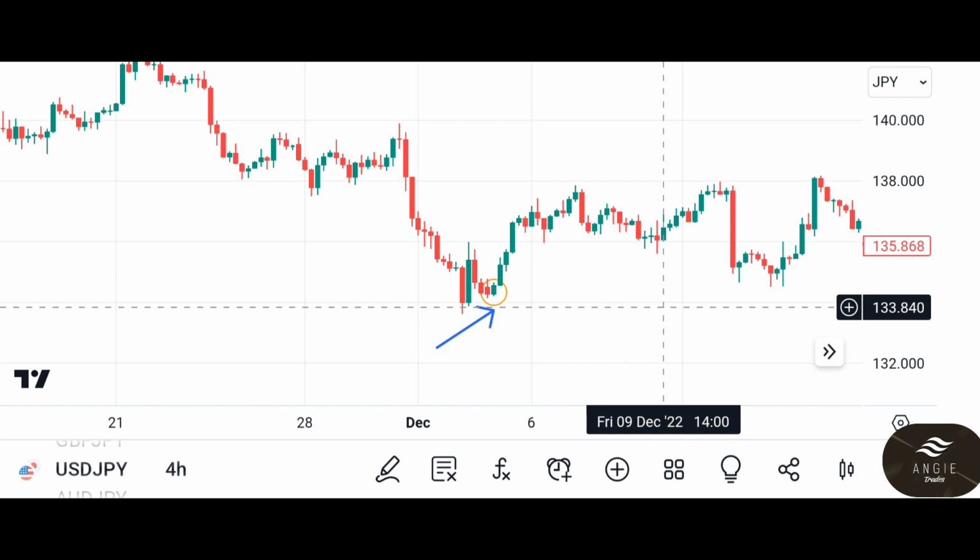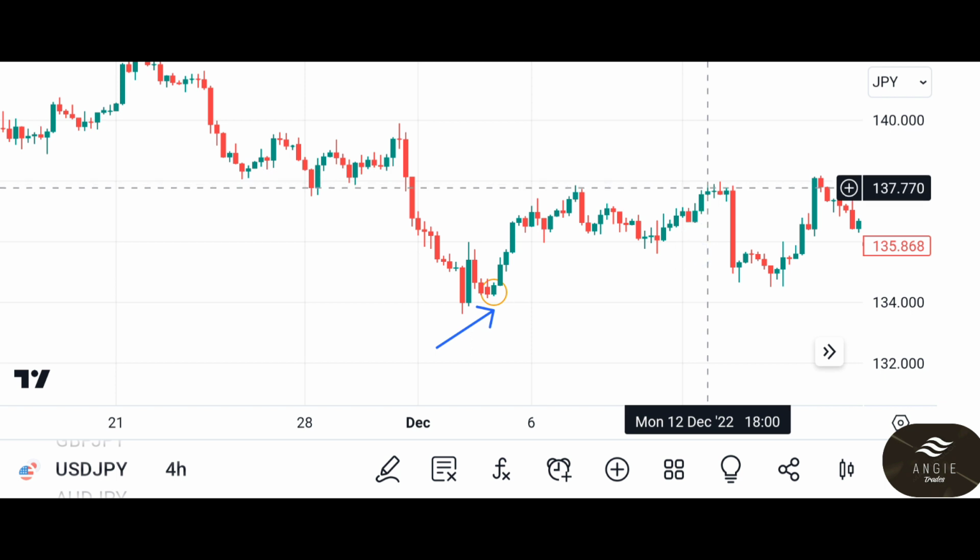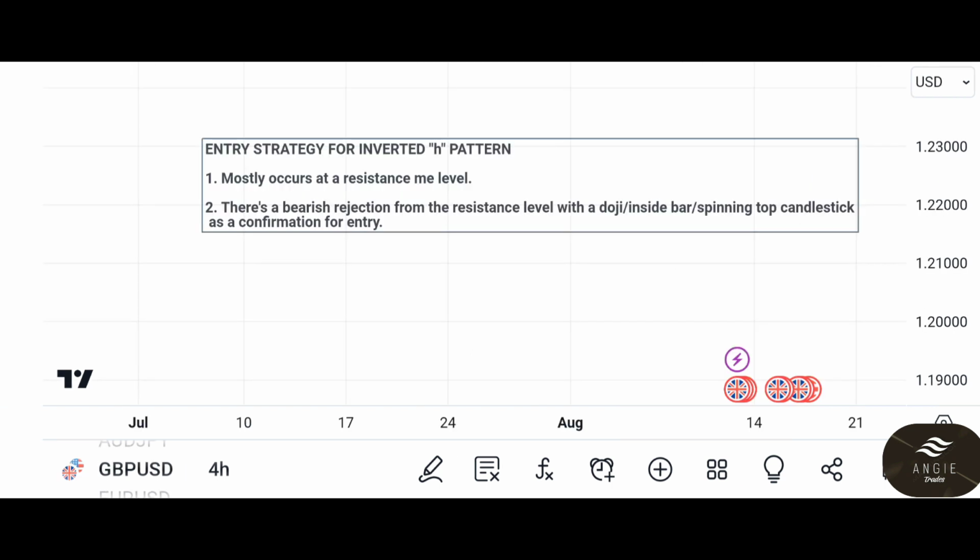And so you quickly take your trade, take your profit at the next resistance level, and then you're done for the day. So this is the entry strategy for the inverted H pattern. Yeah, quite simple. One, it's mostly at a resistance level. And two, there is first a bearish rejection from that resistance level with a doji or inside bar, or a candlestick called a spinning top candlestick as a confirmation for entry.